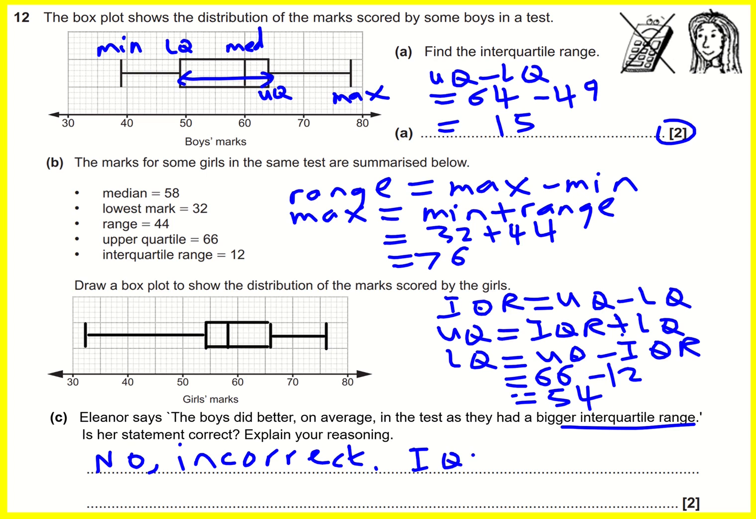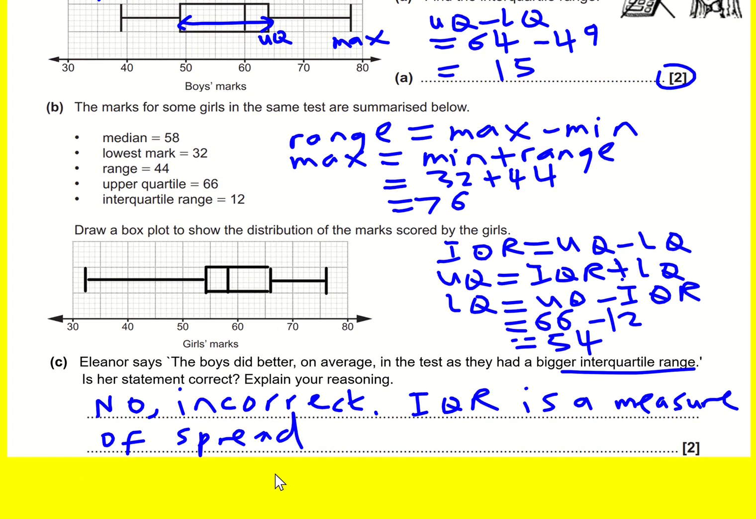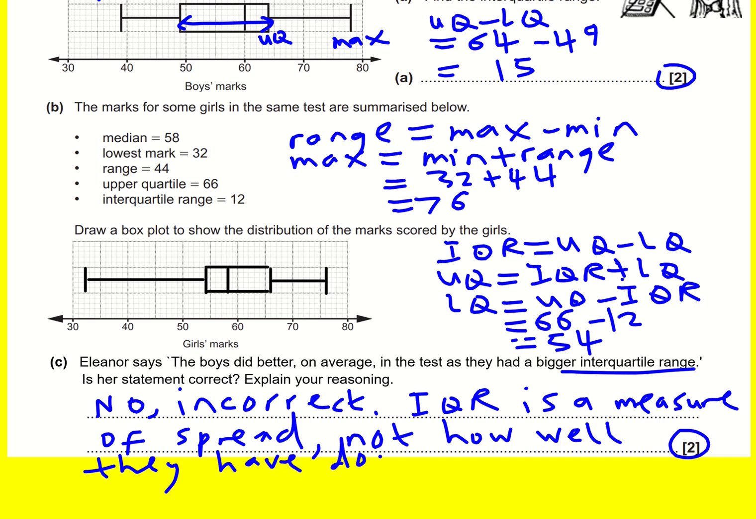IQR is a measure of spread. I think that's enough for the 2 marks, to be honest. I've said she's incorrect and then I've explained why. That doesn't, not how well they have done. I think that just clarifies it a little bit further.